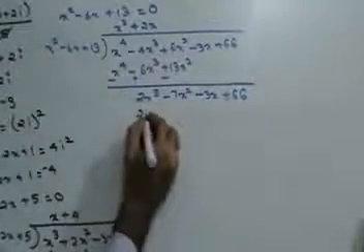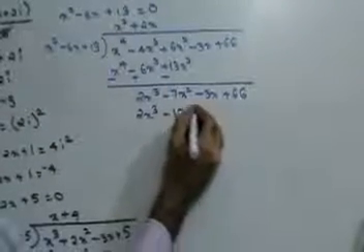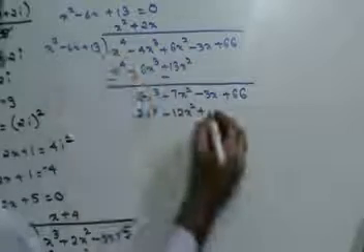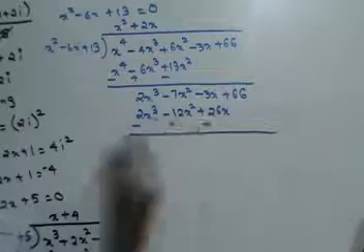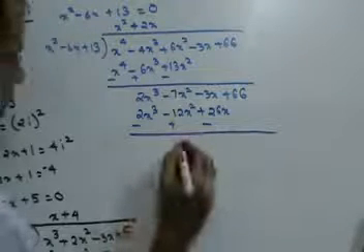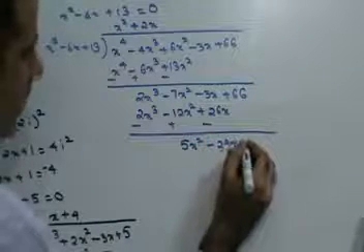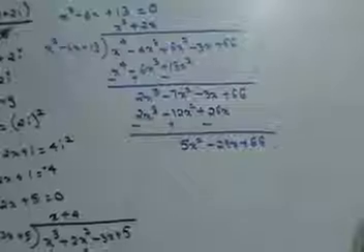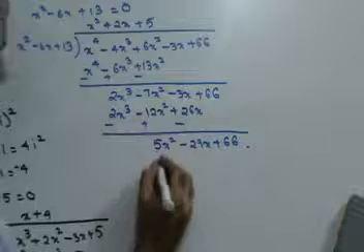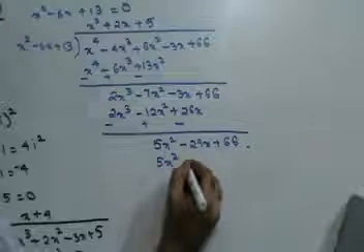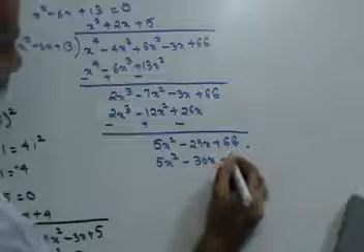2x into x square is 2x cube, 2x into minus 6x is minus 12x square, plus 2x into 13 is 26x. Sign of all the numbers changes. So this is going to be 5x square minus 29x plus 66. Now what should I multiply x square with in order to get 5x square? 5. So that will give me 5x square, 5 into minus 6x is minus 30x, plus 13 5s are 65.